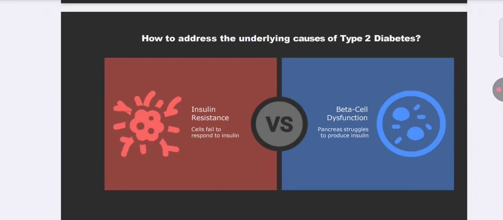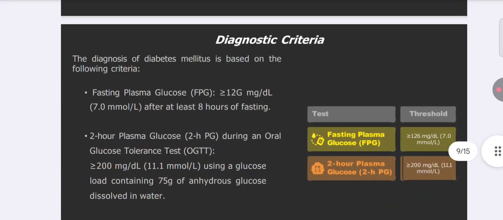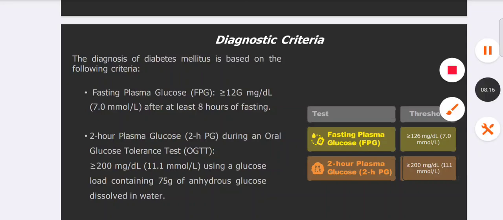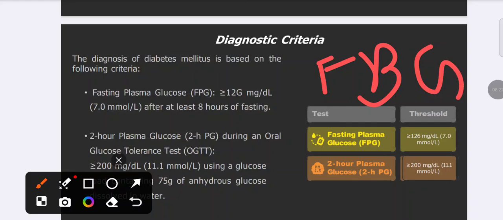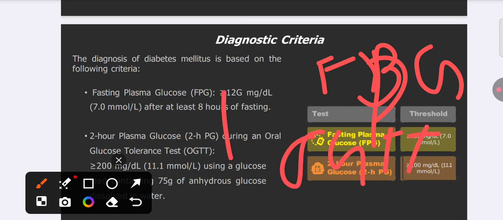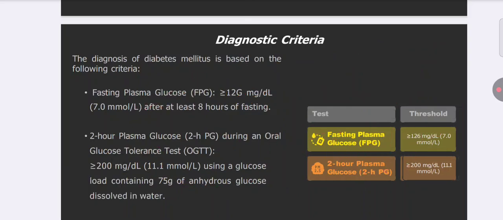Next is insulin resistance and diabetes. How do we know whether the person has type 2 diabetes or type 1 diabetes? For that we have the diagnostic criteria. For diagnosis we will be seeing two main things: fasting blood glucose level, that is plasma glucose, which is blood glucose only, and another one is the oral glucose tolerance test, that is postprandial. After 2 hours of eating we will measure the blood glucose. So there are two levels for these particular tests.